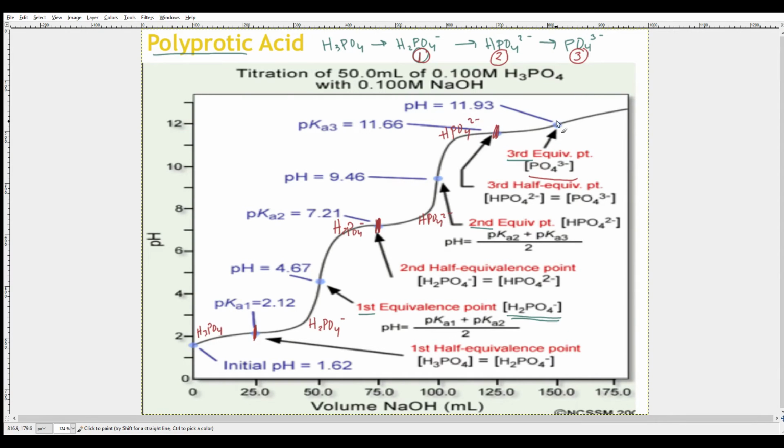HPO4 2 minus. This one's a little harder to read, but PO4 3 minus there. So here we are halfway where the HPO4 2 minus concentration is equal to the phosphate concentration. So these are all useful points on your graph that we're going to practice using in our notebook.